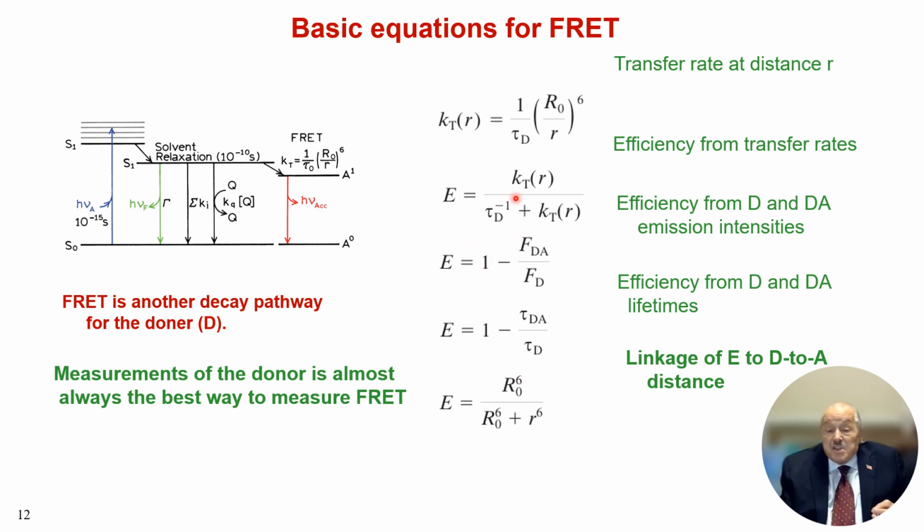The efficiency is the rate of transfer divided by the rate of transfer plus the intrinsic rate of the donor decay. So it's the same expressions we use for quantum yield. And we just described this one about using the intensities of the donor-acceptor pair versus the donor, or the lifetimes of the donor-acceptor pair versus the donor.